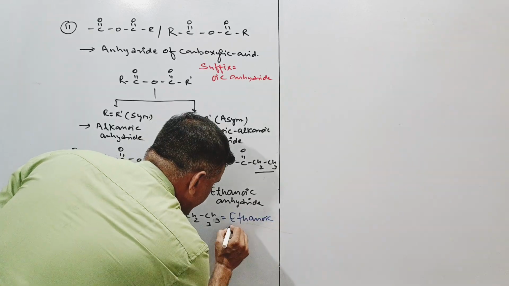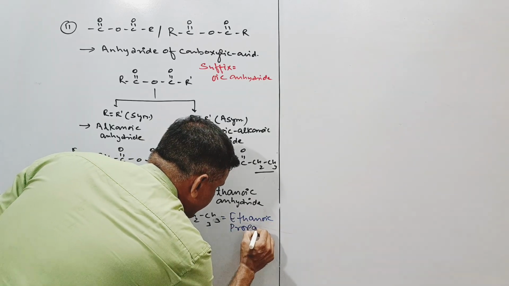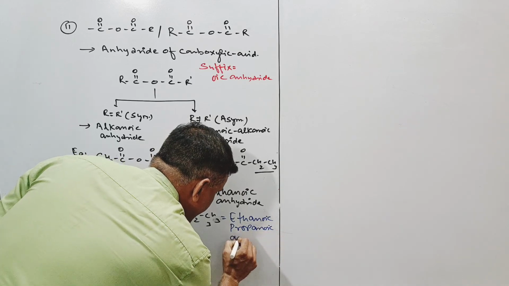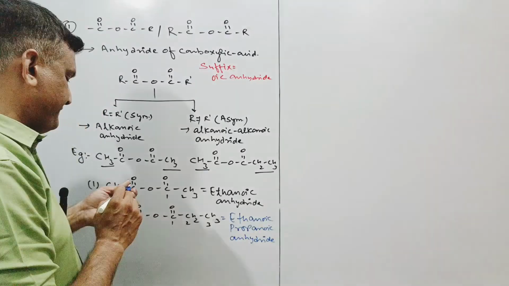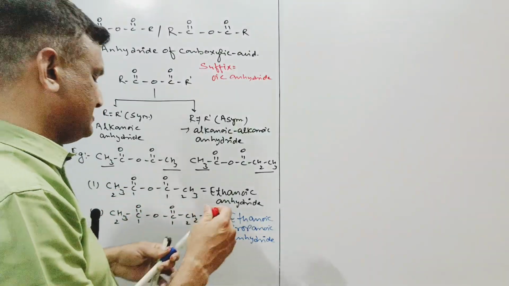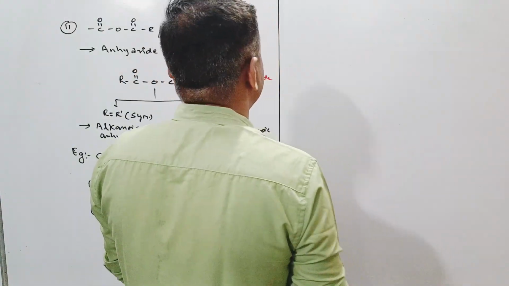ethanoic propanoic anhydride as the name of the compound. If we go further, we can take two or more compounds also.